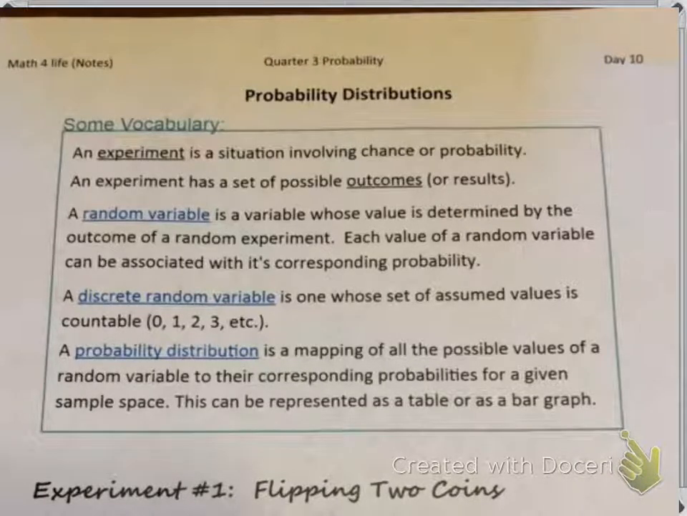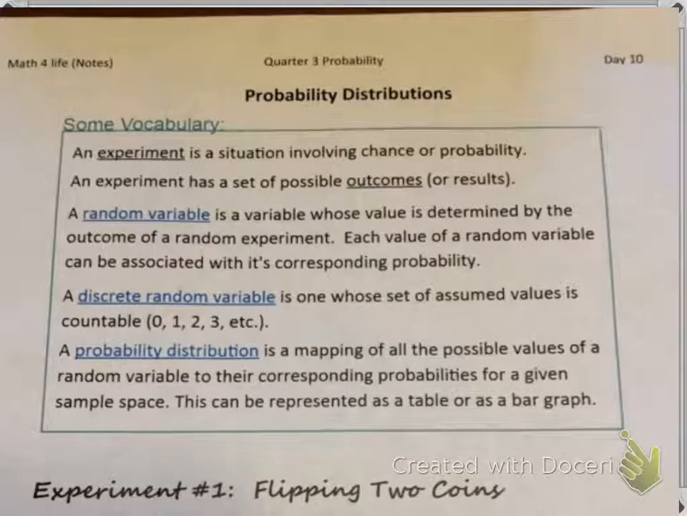This is day 10 of the probability unit for Math for Life. So the first thing we need to do is go over some vocabulary words and what they mean. The first one says an experiment is a situation involving chance or probability.